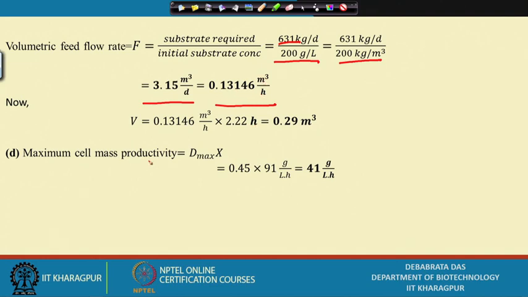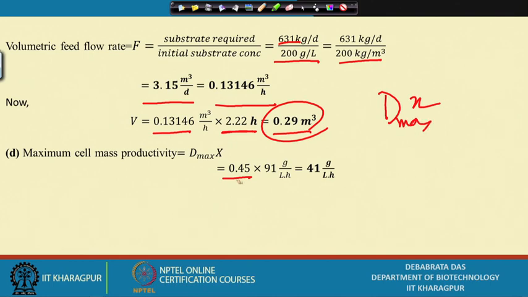Now, we have found that the total time required for the CSTR is 2.2 hours. So, you multiply this by the flow rate, and you will get the volume. So, this is the volume of the reactor we can calculate. Then at the same time, I told you how you can find out the maximum D into x. Now, what is the D max value we calculated? D max value we calculated is 0.45.